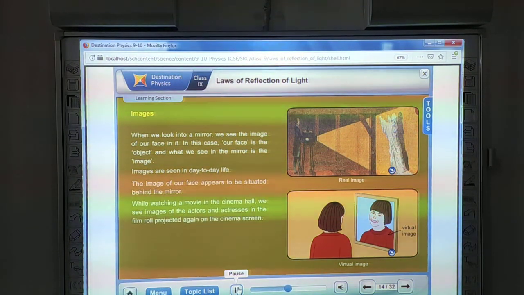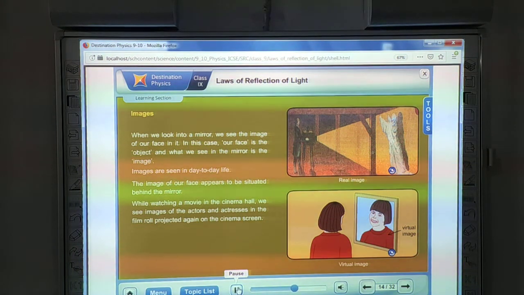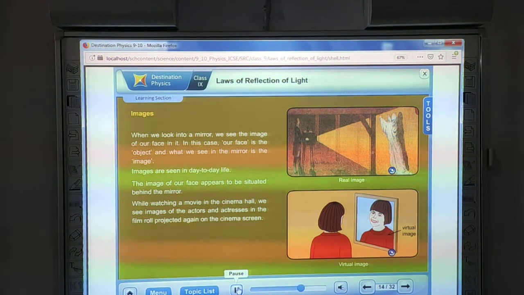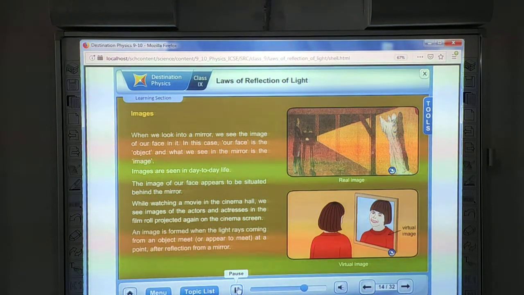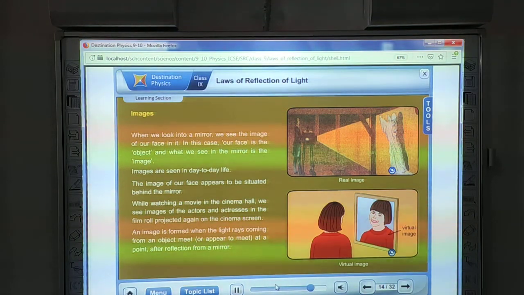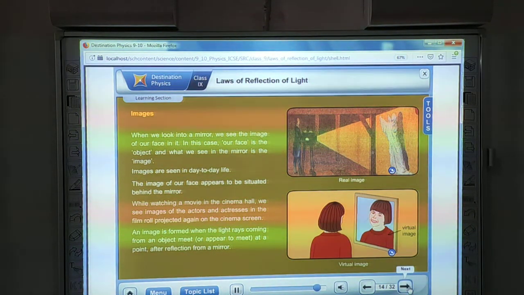While watching a movie in a cinema hall, we see images of the actors and actresses in the film role projected again on the cinema screen. An image is formed when the light rays coming from an object meet or appear to meet at a point after reflection from a mirror.